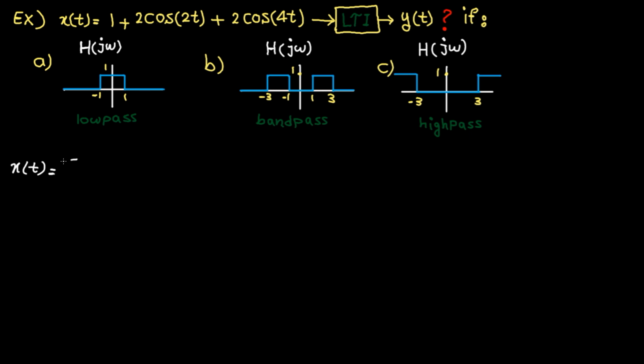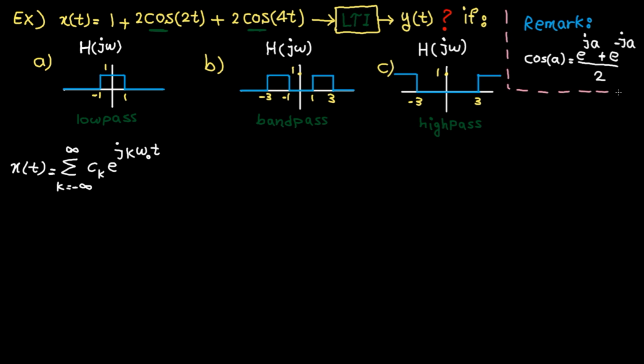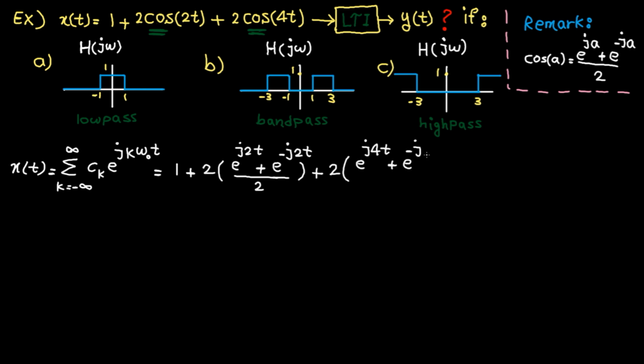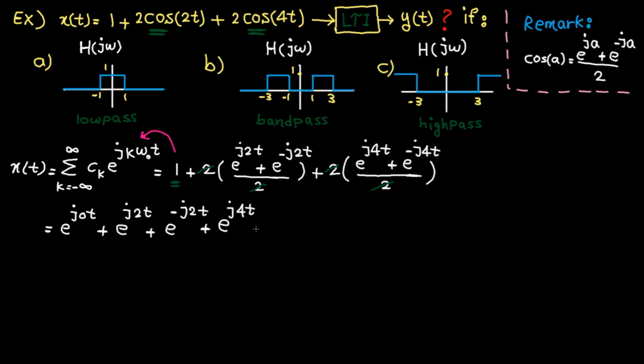The first step in filtering is to represent the input as a linear combination of complex exponentials. Here, the input signal is a bunch of cosine functions. So we can use Euler to present cosine function in terms of complex exponentials. So we get 1 plus 2 multiplied by cosine 2t is replaced by this, plus 2 multiplied by cosine 4t is replaced by this. 2 is cancelled by 2, the same thing here. Also, to present 1 in this form, I'm going to replace it with e to the power of j0t. It's basically the same thing. E to the power of 0 is 1, and here's the rest. So we just represented xt as a linear combination of exponential functions.